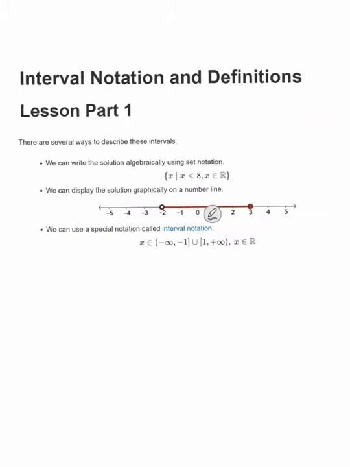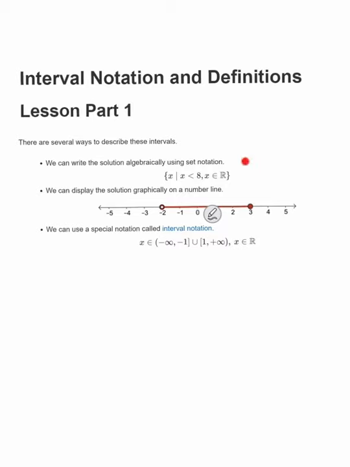Okay, so we're going to talk about interval notation and some definitions. There are several ways to describe intervals. We can write the solution algebraically using set notation. So for example, right here, we have x such that x is less than 8 and x is an element of the real numbers. Sometimes you would see the x element of R in front of the such that, but basically this is saying that you're including all numbers less than 8, not including 8, but anything less than 8 is included.